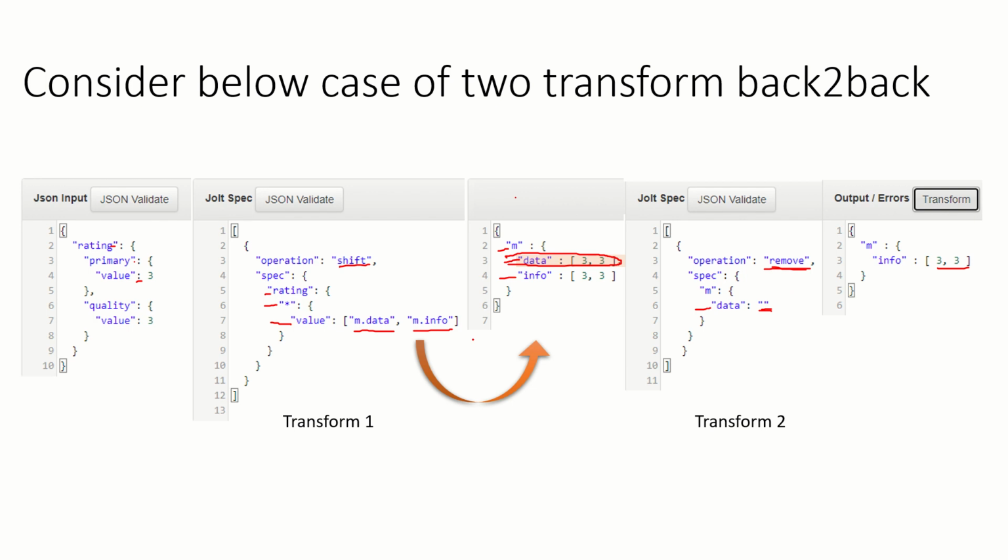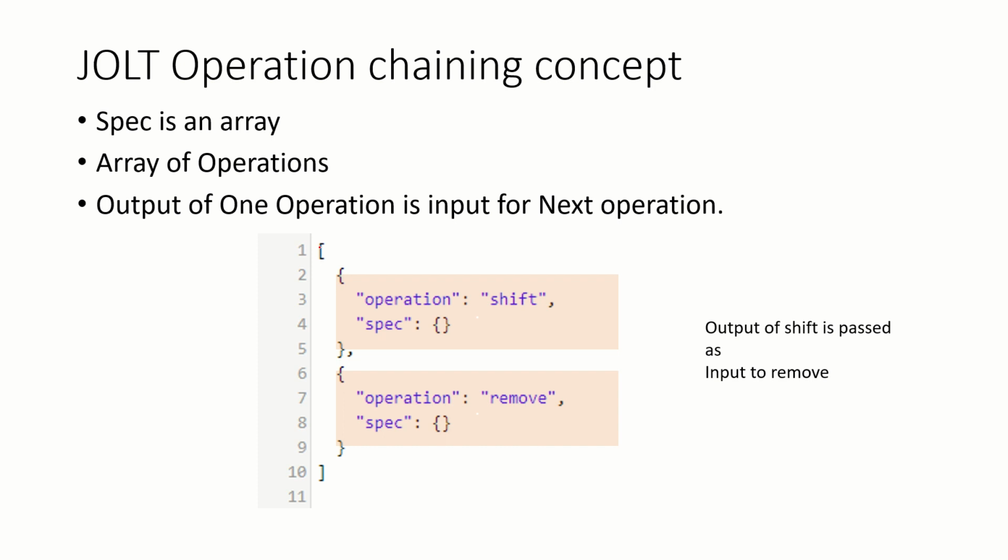So the output of the first will become an input of the second. This you can do by applying the transform twice, or Jolt does it by default. Jolt provides you a default way. How? Like this. You remember that a Jolt specification is an array of operations. So if you specify a shift operation above and a remove operation below, then the output of the shift operation will be automatically fed to the second operation.